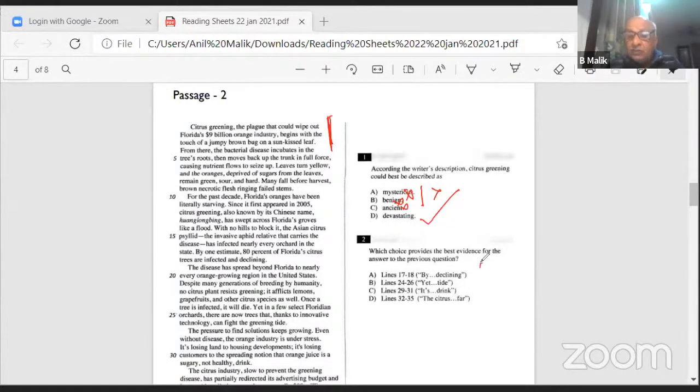And then I go and look for the lines which tell me it is devastating. So I see that 80% of Florida's trees are dying. So my answer is this. I have done it in half a minute. If I knew the main idea, there are a lot of questions where I know the author's main idea is negative, so I need a negative answer. So my mind is made up in that way.